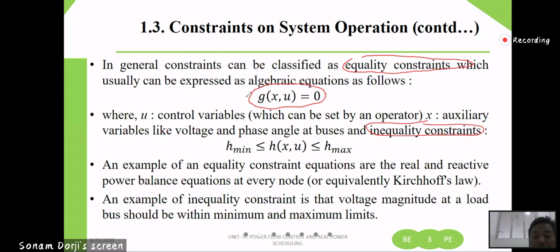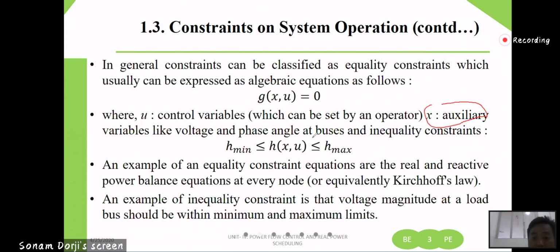When we do an optimization, we will derive some mathematical equations. For now we have written just a function: the equality constraint can be expressed as g of x comma u equal to 0, where u is a control variable. There are 9 control variables which can be set by the operator. For example, 1.1 per unit voltage is nominal, but you can set it to 1.02 based on the generator capability curve. This is the control variable, and x is an auxiliary variable, like voltage and phase angle at a bus.